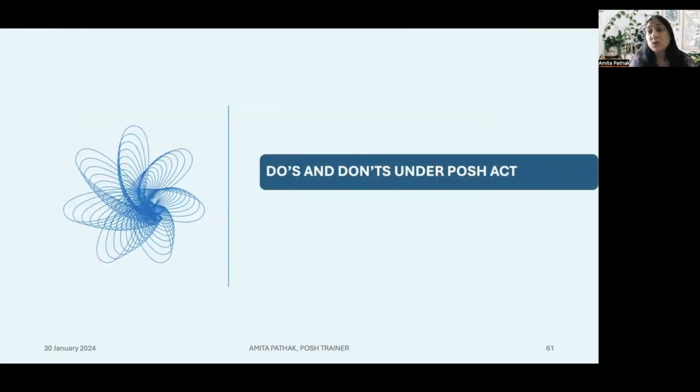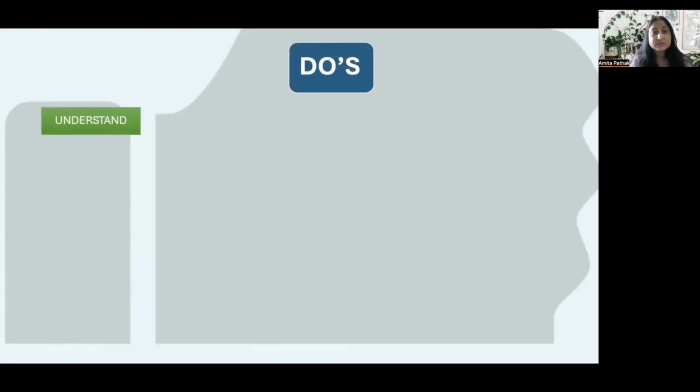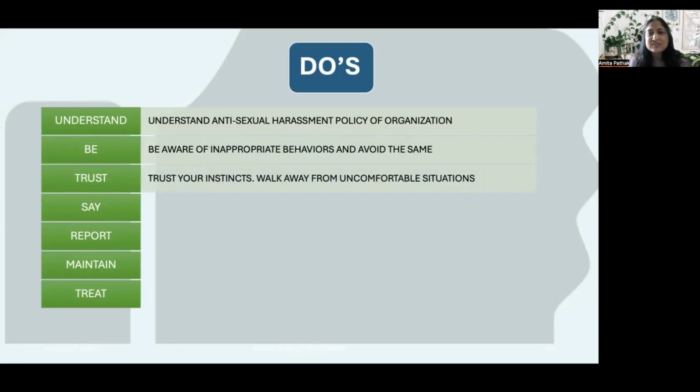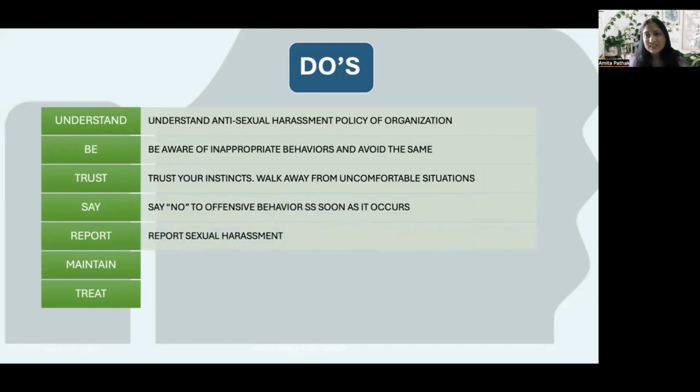Do's and don'ts under the POSH Act. What should we do and what should we not do? Let us understand this. Be, trust, say, report, maintain, and treat. Understand the anti-sexual harassment policy of the organization as an employee. Be aware of inappropriate behaviors and avoid the same. Trust your instincts. Walk away from uncomfortable situations. Say no to offensive behavior as soon as it occurs. Report sexual harassment if it is there. If it is unwelcome, report it.